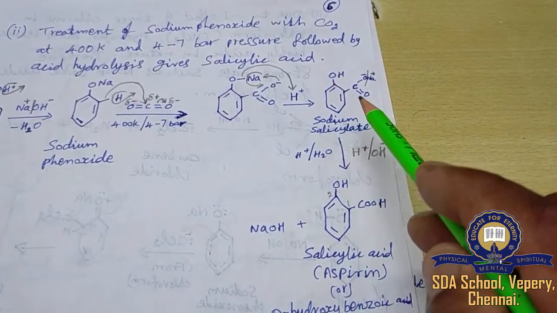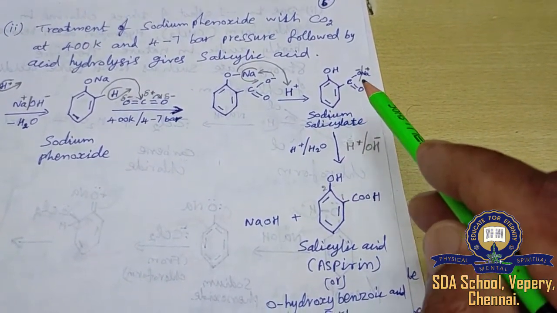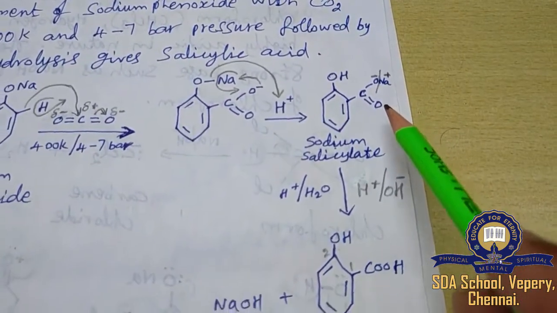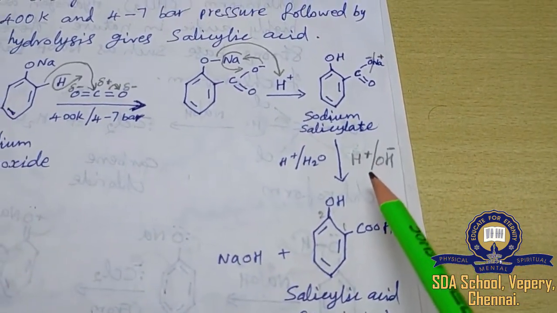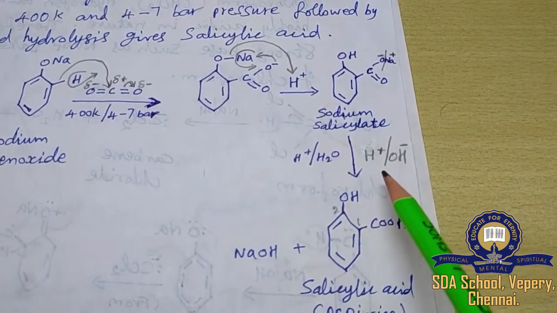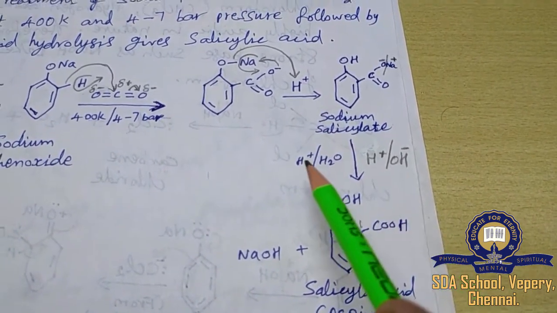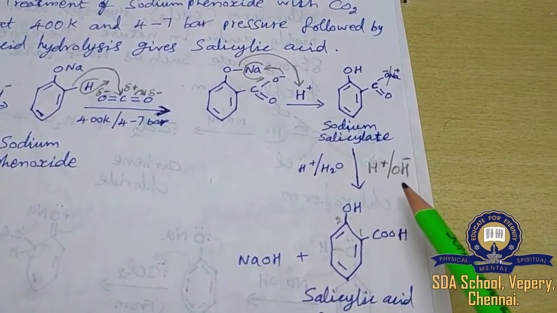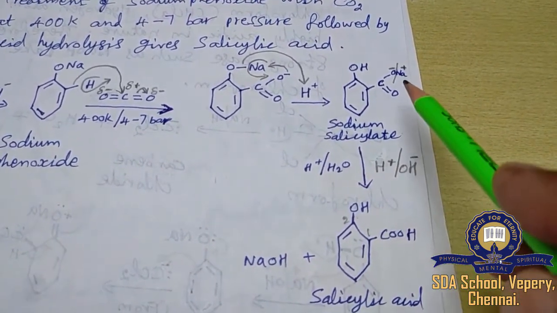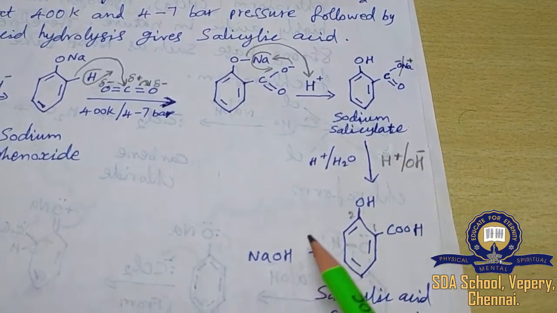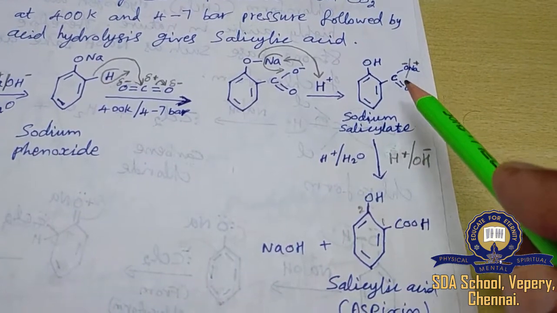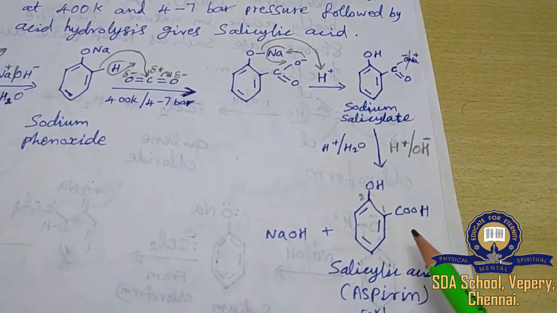Benzene ring, OH group, C double bond O, C O minus and Na plus. Now it undergoes acid hydrolysis. This is acid hydrolysis. Water gets ionized as H plus and OH minus. That OH minus combines with Na plus to be eliminated as sodium hydroxide, and H plus combines with the O minus to form the carboxylic acid group.